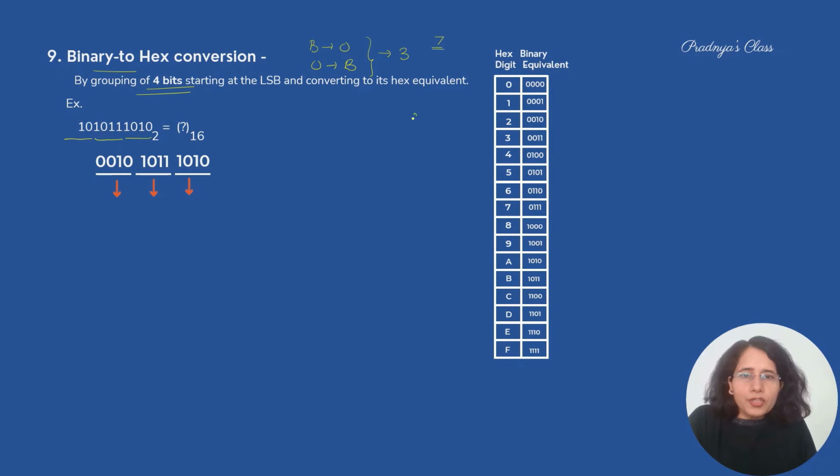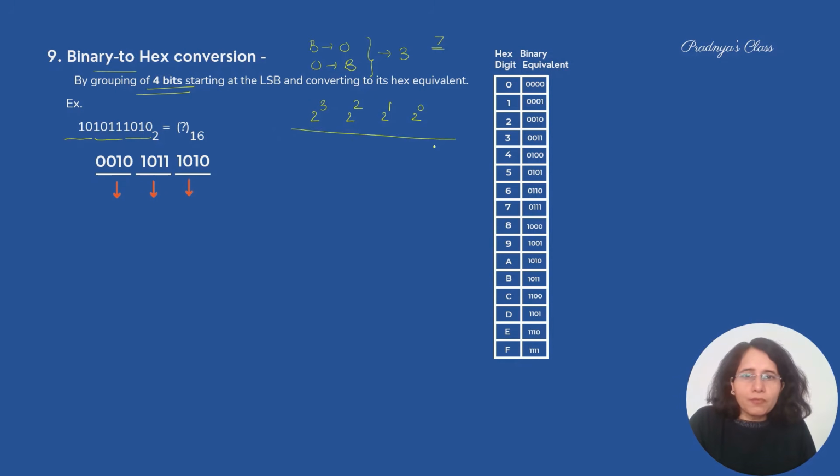You know the positional value of the binary number system is the power of 2. Now we have to take one more bit, that is the 4th bit, because 4 bits are required to change to the hexadecimal number system.